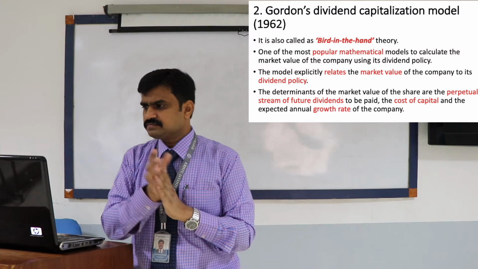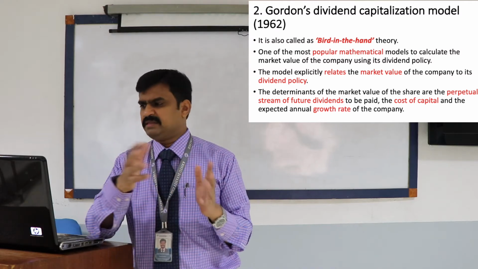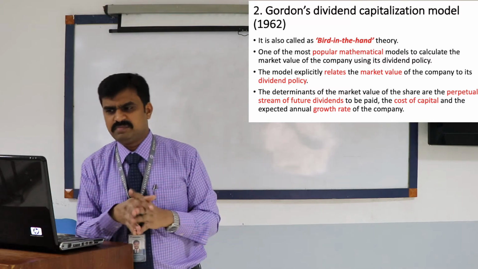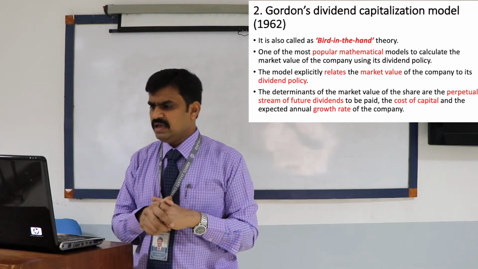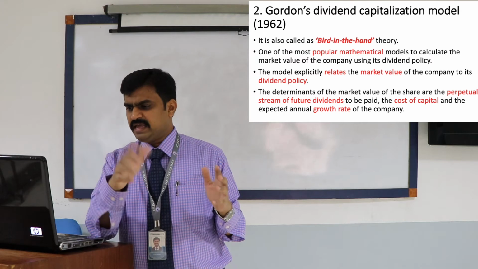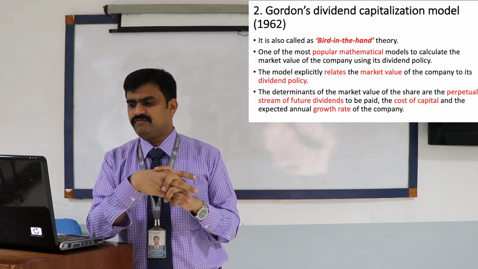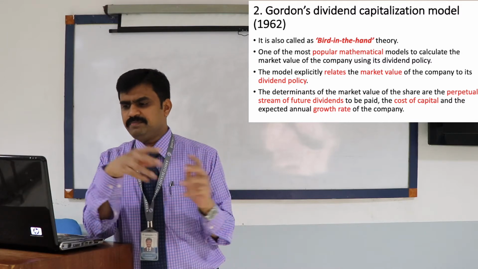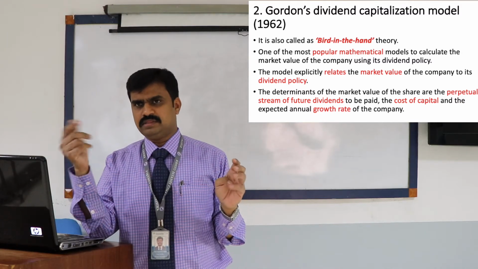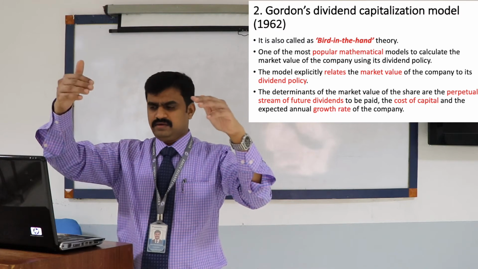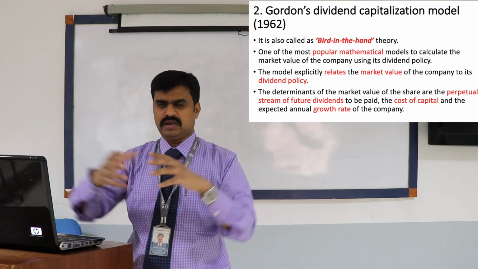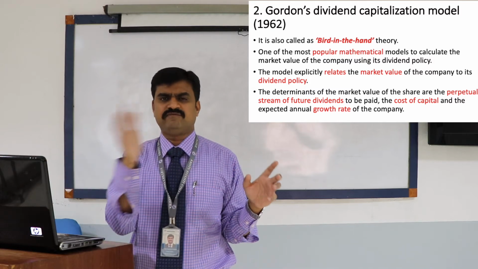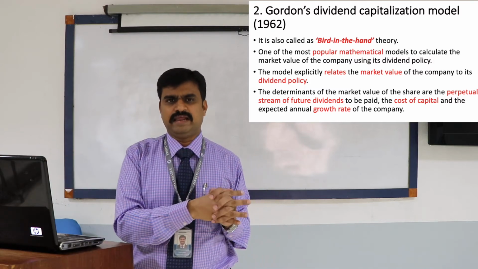Is it clear? One of the most popular mathematical models used for calculating the value of the company is this particular model given by Gordon. The model explicitly relates the market value of the firm to its dividend policy. So the market value of the firm will be affected by the dividend policy. The market value of the firm will go up based on the scenario of your company and your dividend policy. The dividend policy will definitely affect your market value.